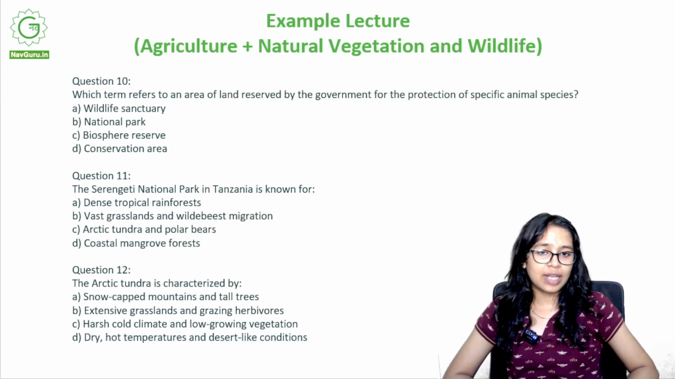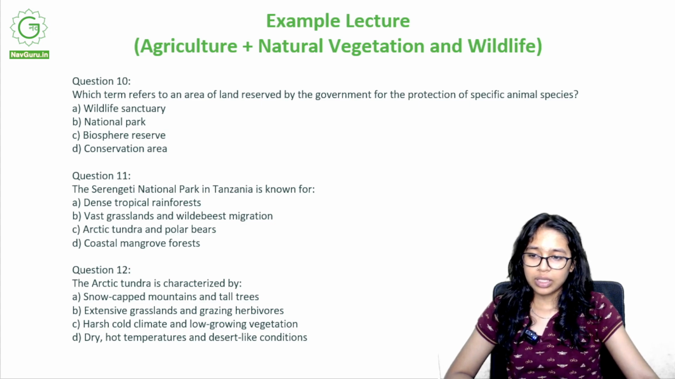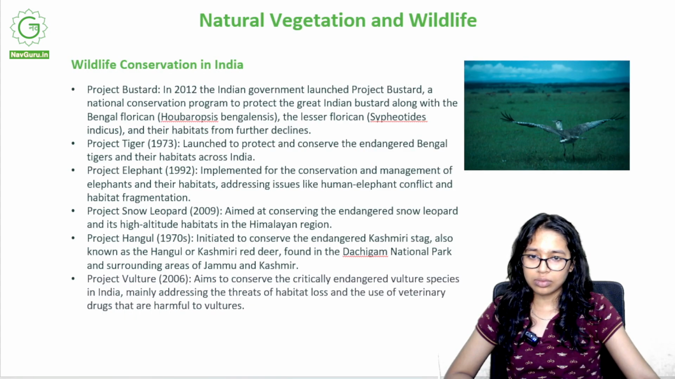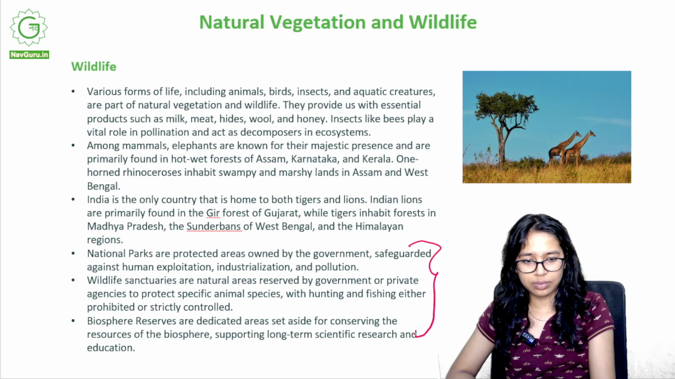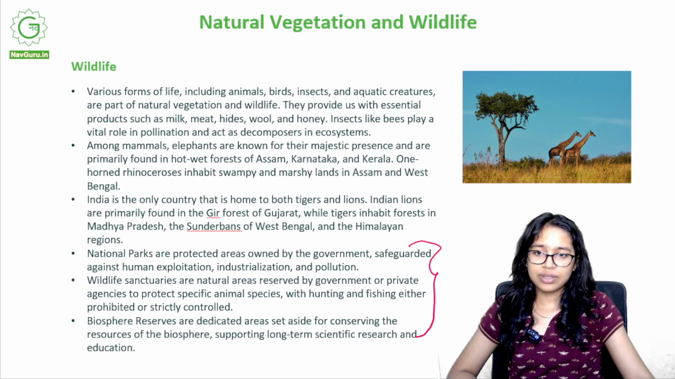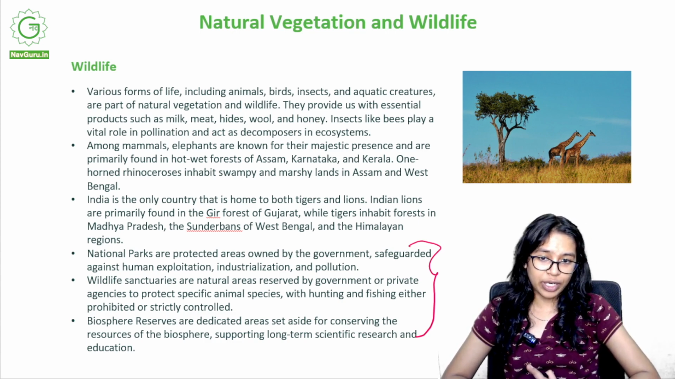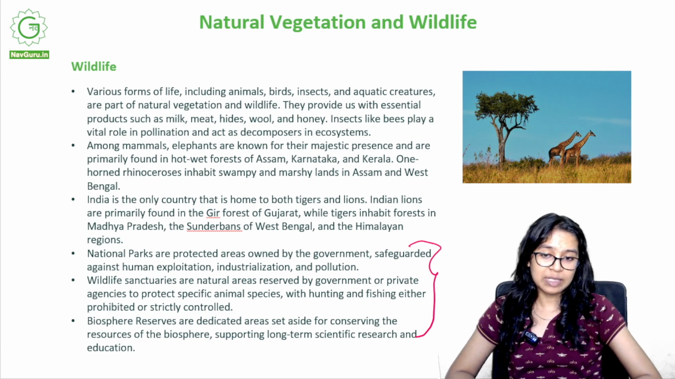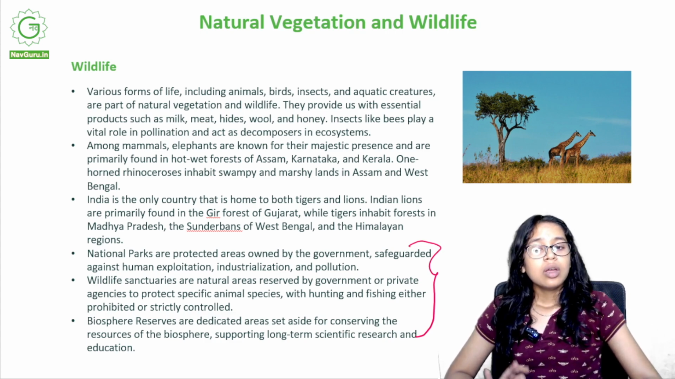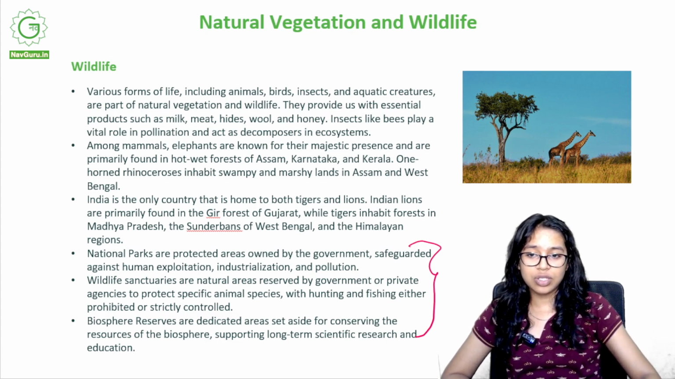Which term refers to an area of land reserved by the government for the protection of specific animal species? Let's just read through what we wrote about. Look at these three points and let's try to remember what this means. National parks are protected areas owned by the government, safeguarded against human exploitation, industrialization, and pollution. Wildlife sanctuaries are natural areas reserved by government or private agencies to protect specific animal species, with hunting and fishing either prohibited or strictly controlled. Biosphere reserves are dedicated areas set aside for conserving the resources of the biosphere, supporting long-term scientific research and education.